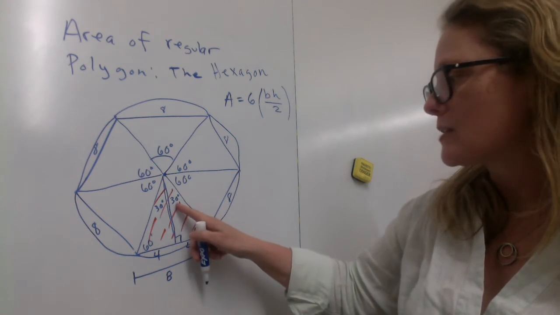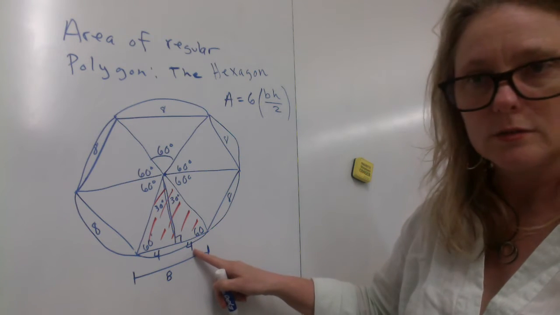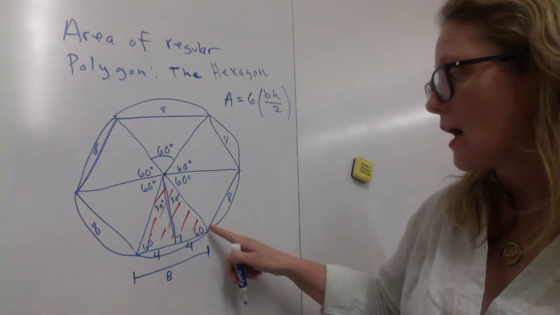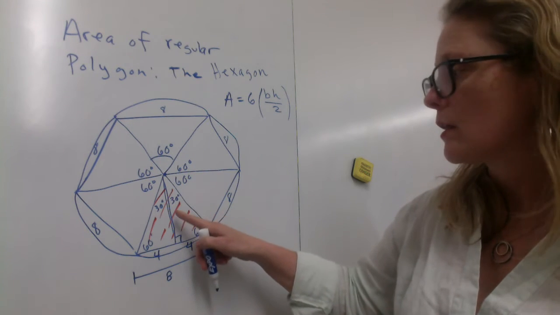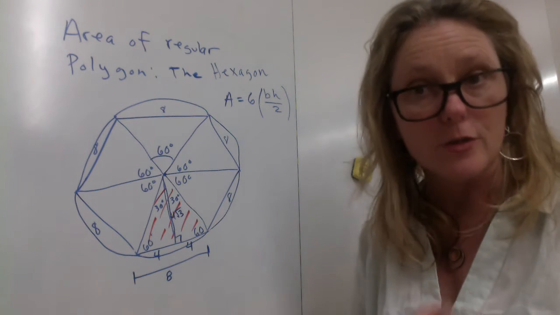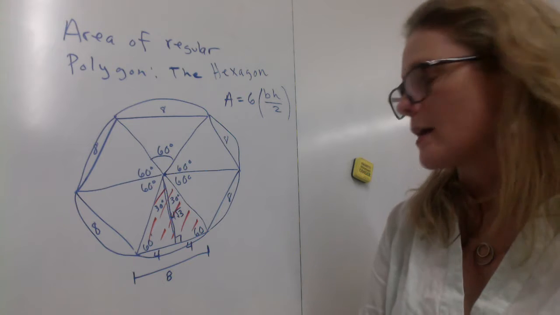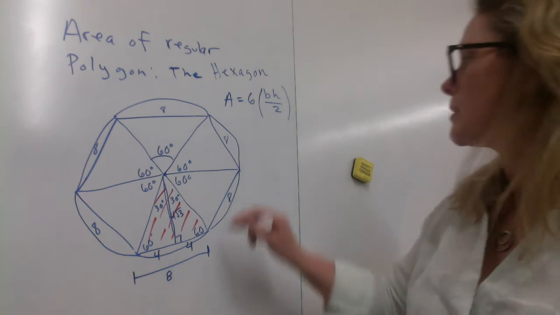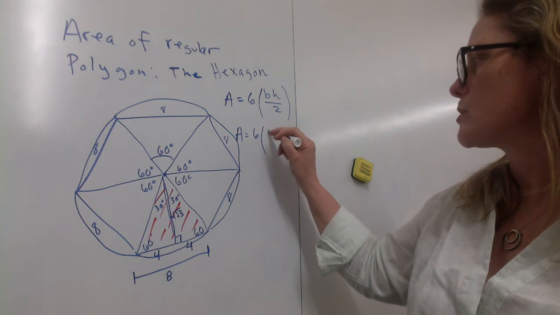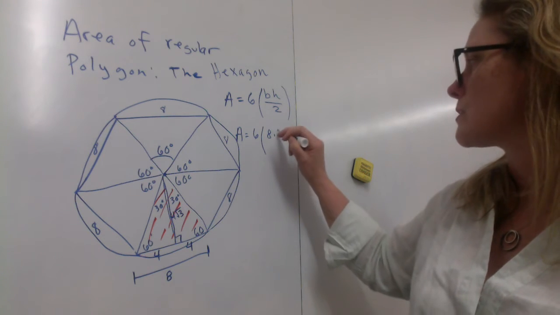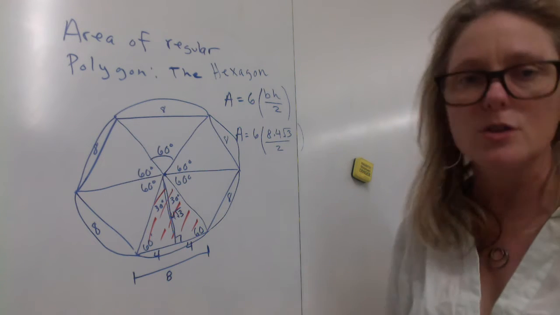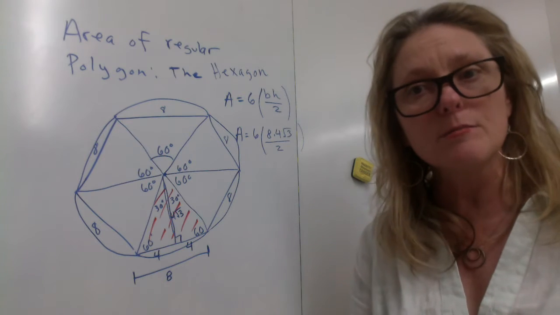Well, that's 30, 60, 90, this is 4. It means that the hypotenuse, or the radii, would be 8. This piece must be 4 times root 3, using my 30, 60, 90. Now I'm ready to find the area. I'm going to go back. Area will be 6 times the base, which was 8, times the height, which was 4 root 3, divided by 2. All right, let me simplify.